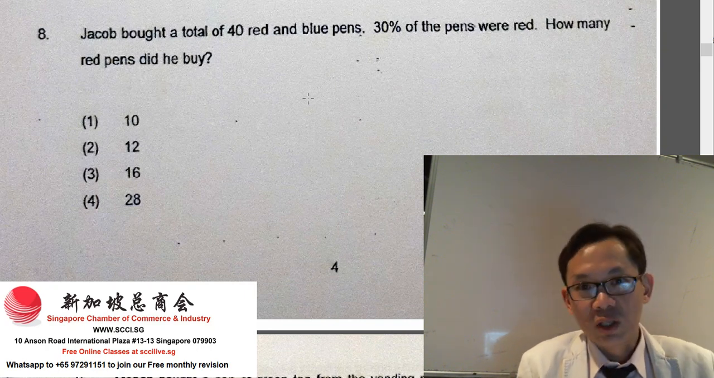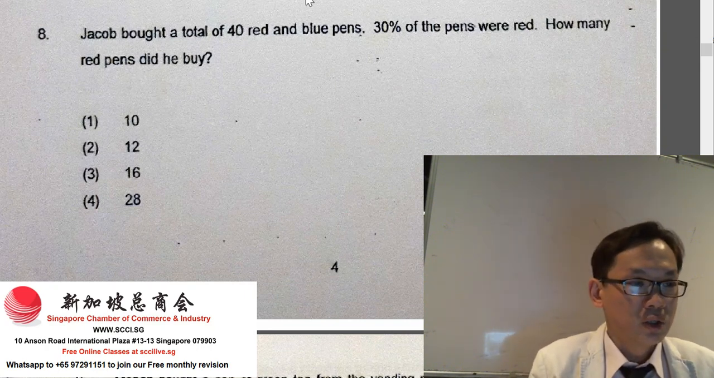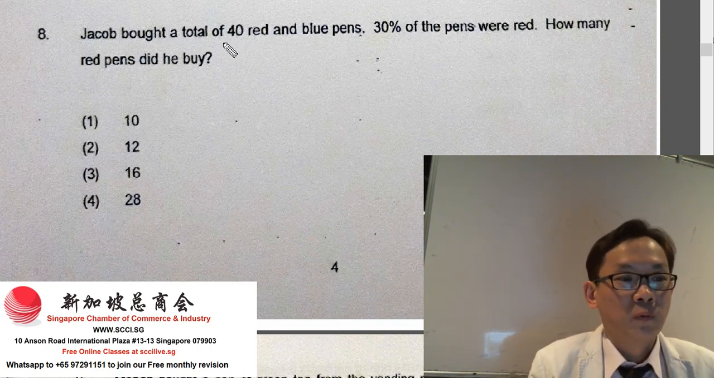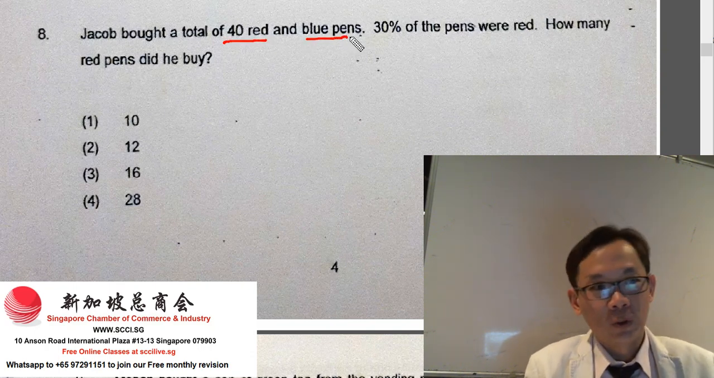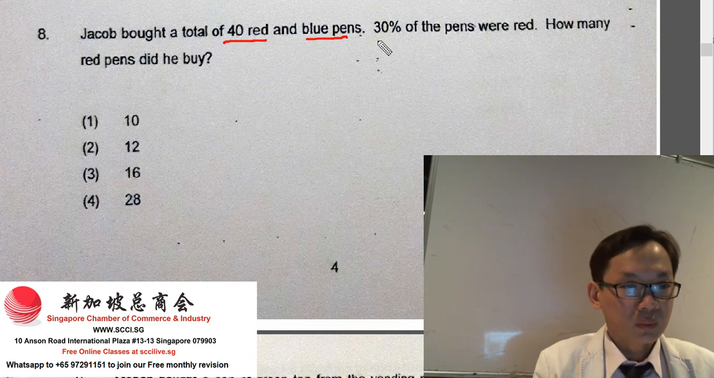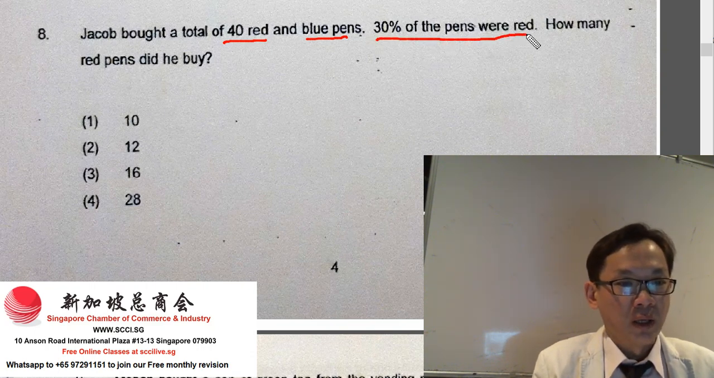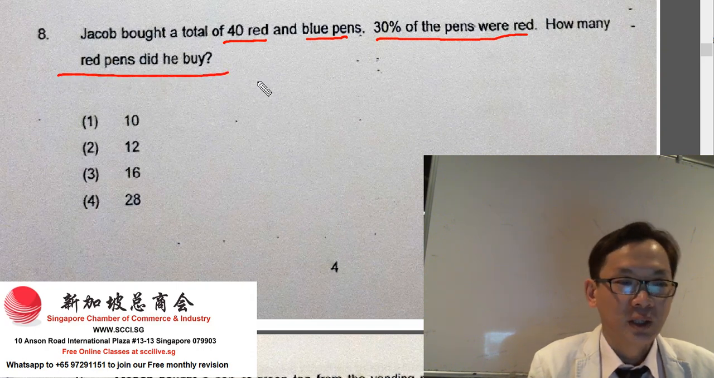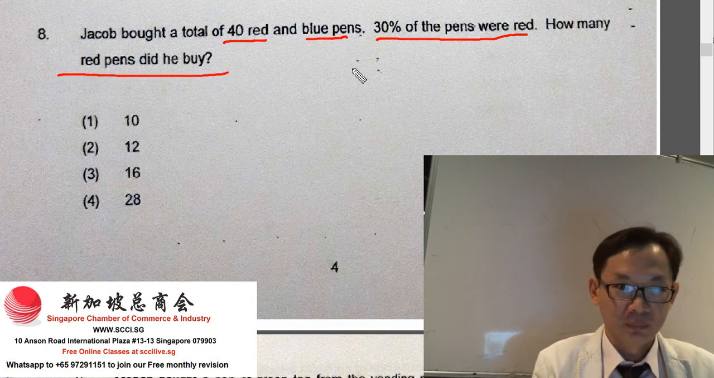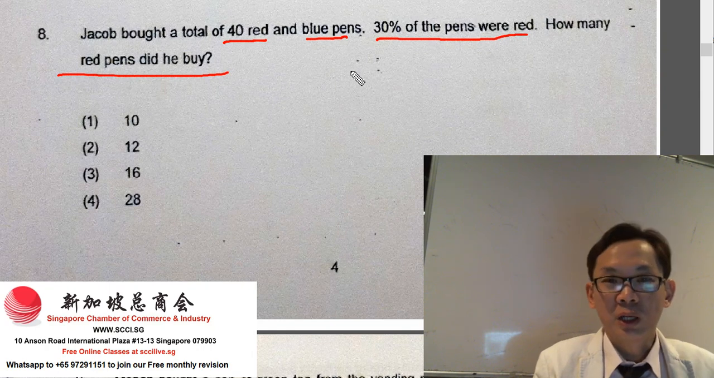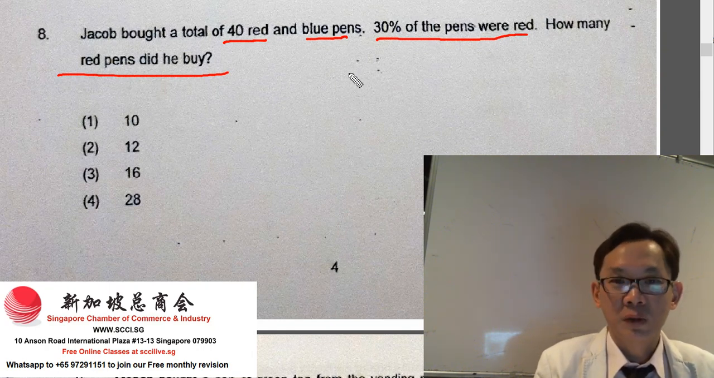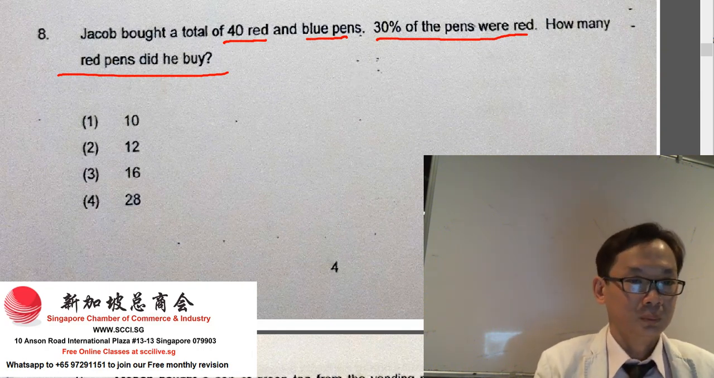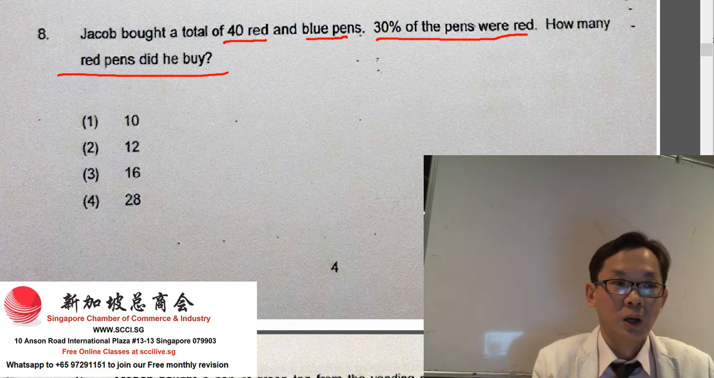The question states, let's look at it. Jacob bought a total of 40 red and blue pens. 30% are red. So how many red pens did he buy? Are you able to work out the answer? Try to work it out, pause it, and I'll give you the answer shortly. Do you manage to get the right answer?